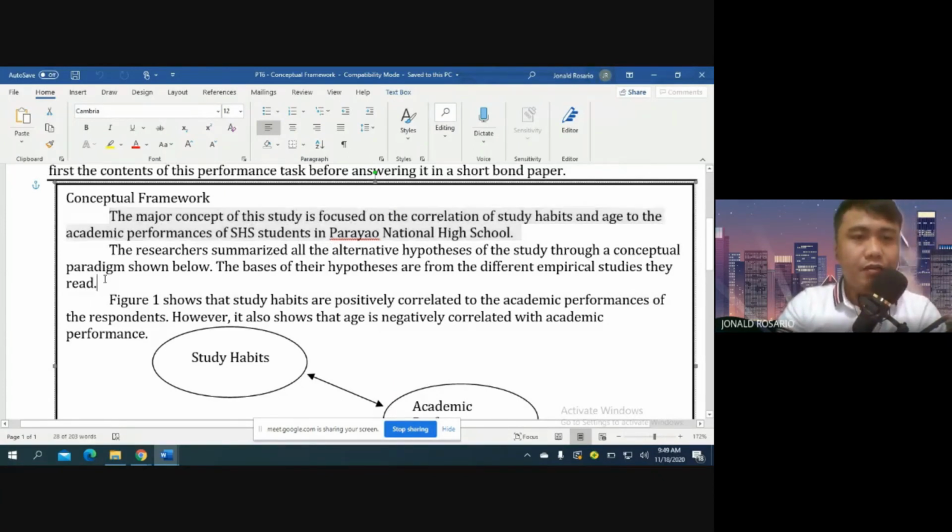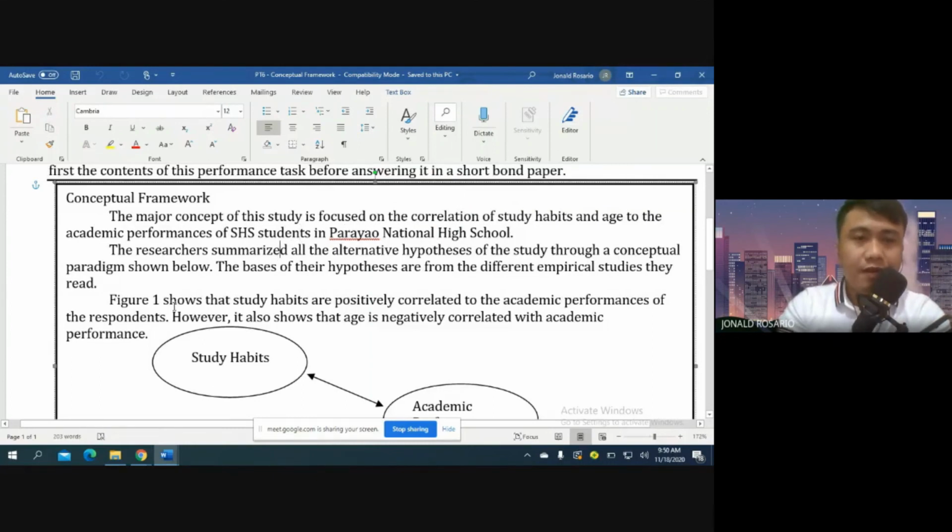At itong pangalawa, sinabi dyan that the researcher summarized all the alternative hypotheses of the study through a conceptual paradigm shown below. The basis of their hypothesis are from the different empirical studies. So pwede nyong gayahin yung mga statement na yan, and pwede may mga palit-palitan lang kayo. Just for example, ang papalitan nyo dito yung topic nyo mismo.